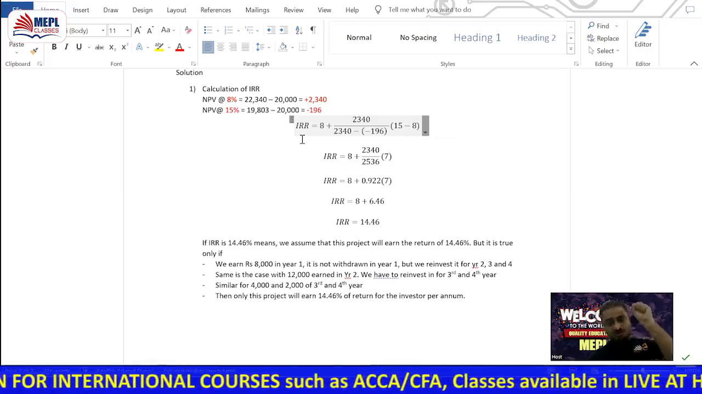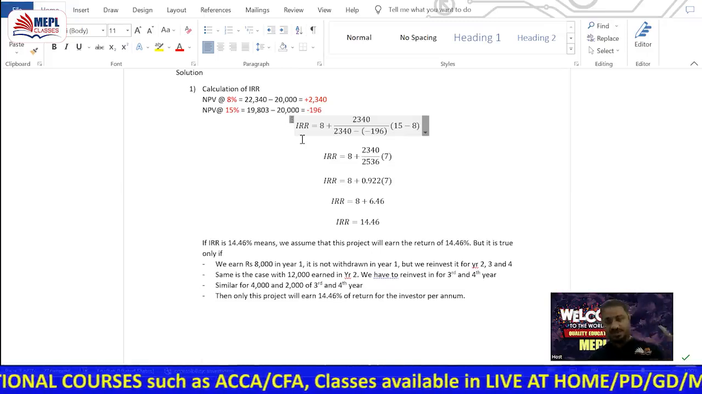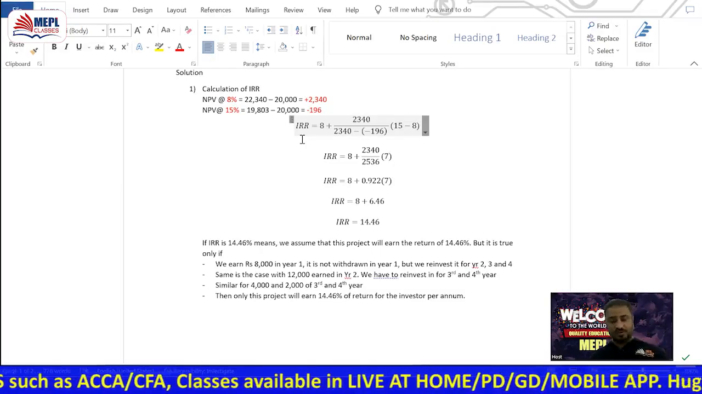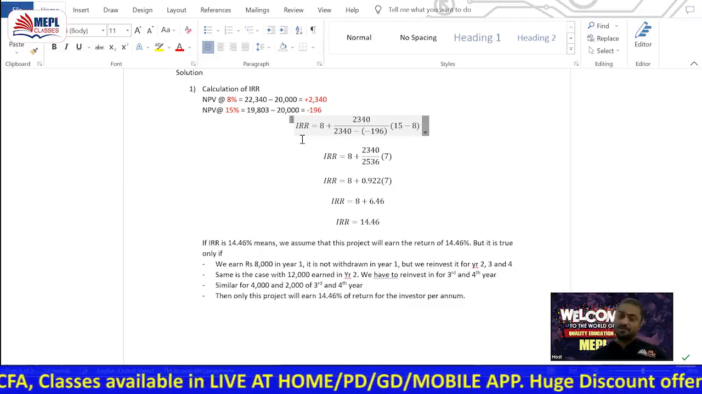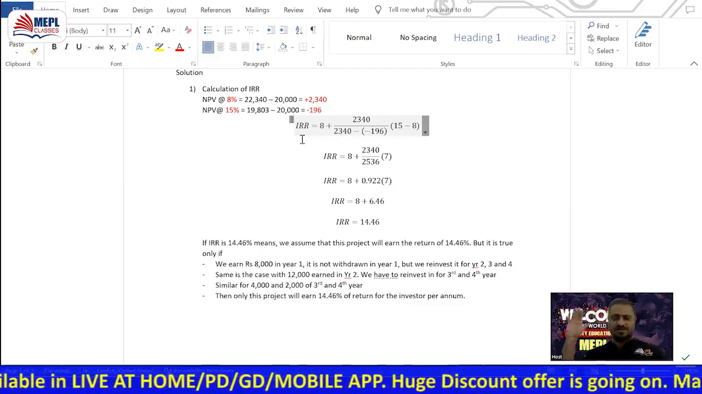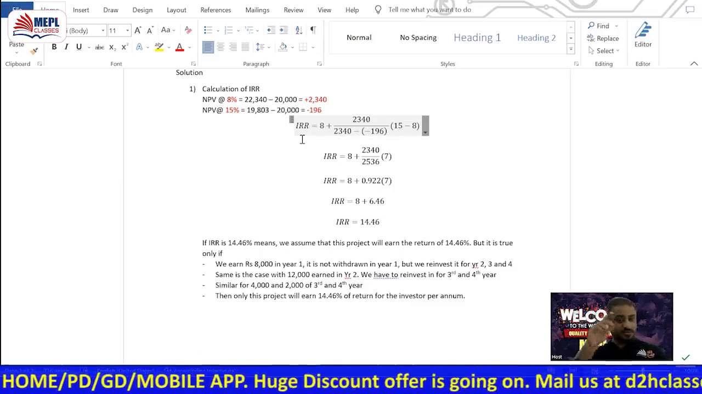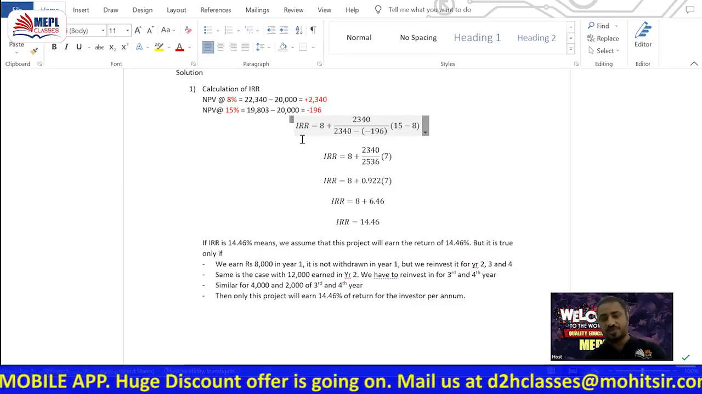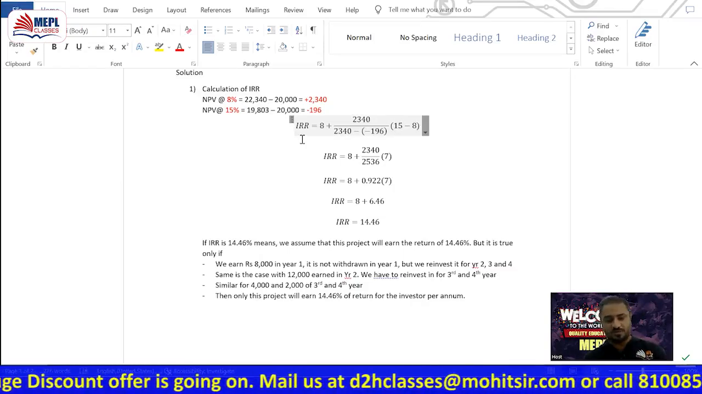So everything you earn, you keep it in the business only and do not touch any earning, do not withdraw any earning for the 4 years. Same with the 12,000 you earn in the second year, keep it in the business. Everything you get to withdraw at the end of the fourth year, but not before that. This way, if you keep your money in the business, it will give you the 14.46%.